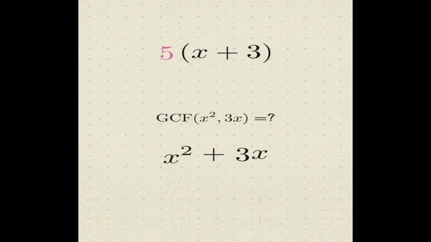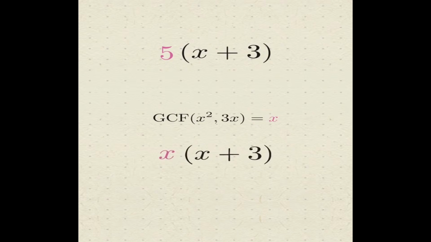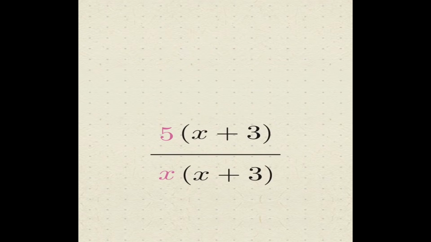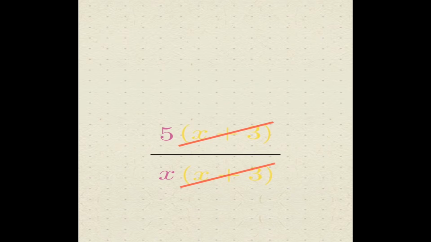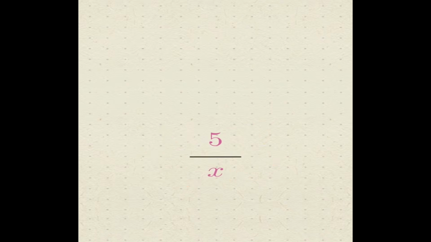Now for the denominator. What's the GCF of x squared and 3x? Correct, it's x. Factoring that out leaves us with x times the quantity x plus 3. Let's rewrite our fraction. Notice anything? We now have a matching x plus 3 binomial sa taas at sa baba. Since they are common factors now, we can legally cancel them out completely. Goodbye, x plus 3. And that tricky expression we started with? By extracting the GCF first, it simplifies perfectly to our final answer, 5 over x.